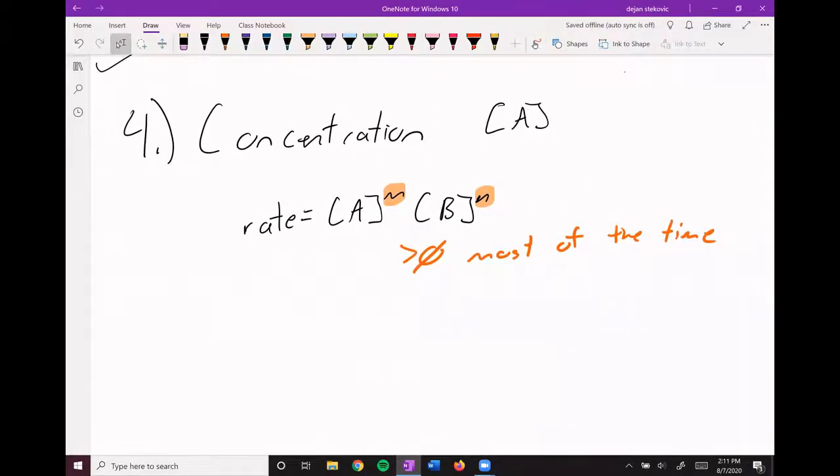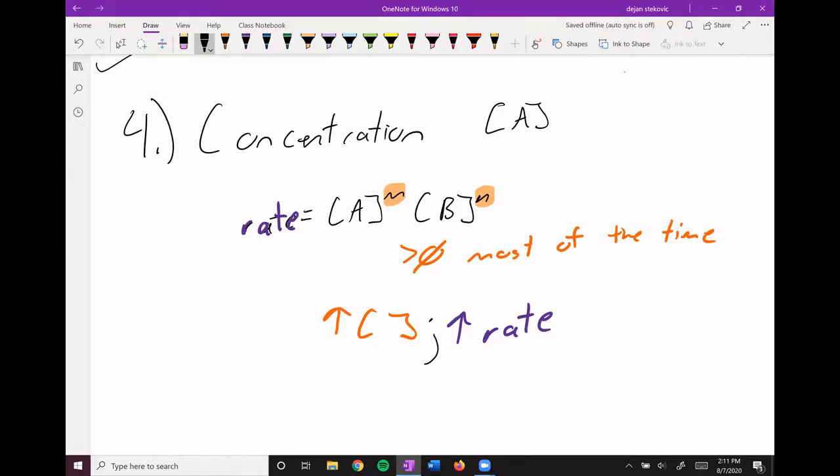And so if you think about what's going on up here, if these exponents are greater than zero, when we increase the concentration of one of these components, what's going to happen to rate? Well, the vast majority of times, it's going to increase, right? It's going to increase the rate. And so we'll see if that happens here.